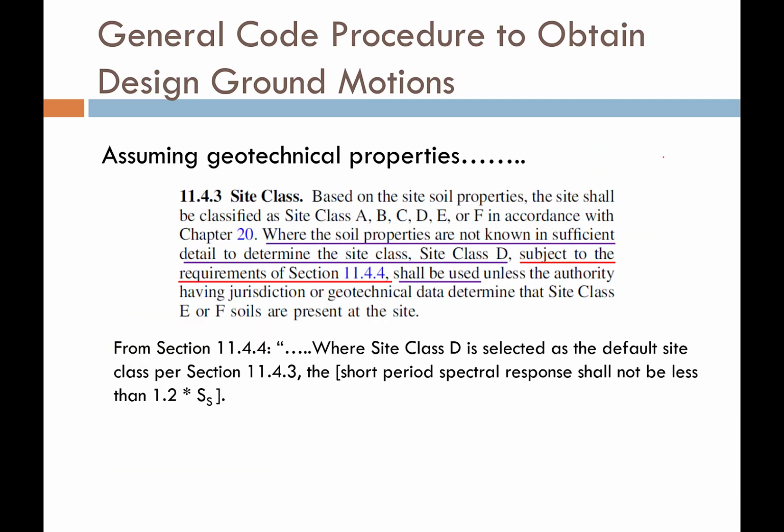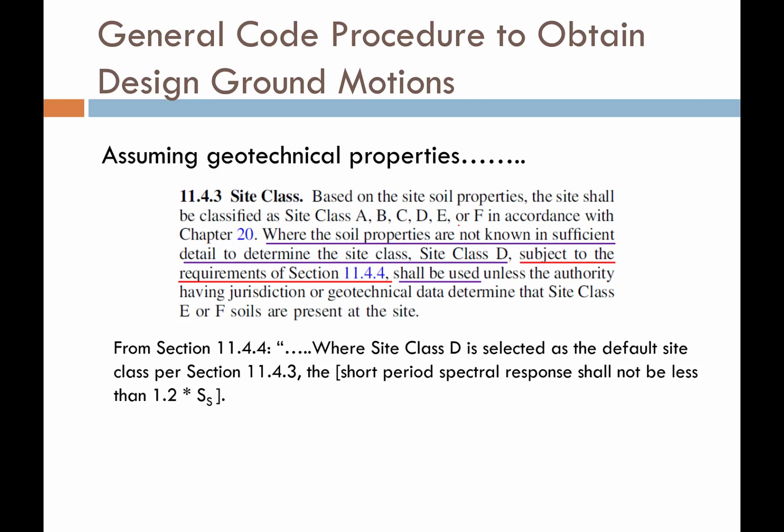So, what about assuming geotechnical properties? What if we don't know? Now, in the old code, there were code provisions that allowed structural engineers to make assumptions about the soil without even doing any soil exploration. And fortunately, most of those have been removed in the new code because, frankly, they were a little dangerous. But here's what the new code says. Based on the site soil properties, the site shall be classified as a site class A, B, C, D, E, or F in accordance with what we just reviewed in Chapter 20. Now here's the kicker.